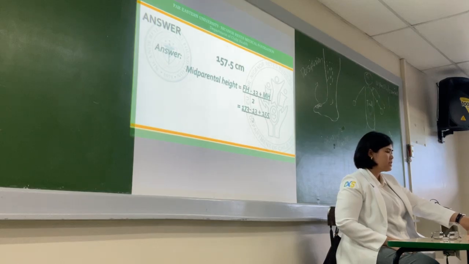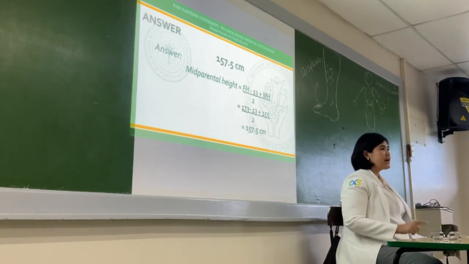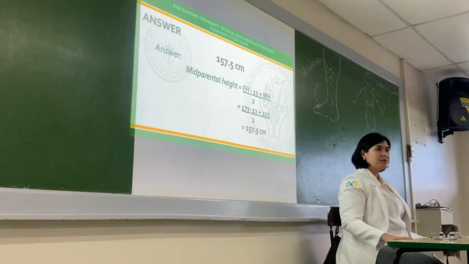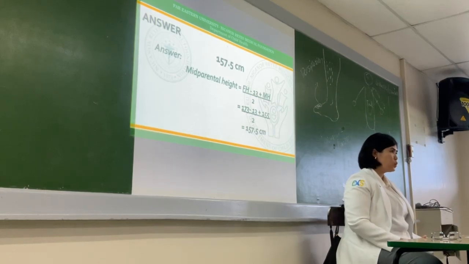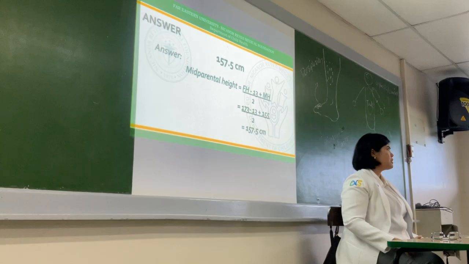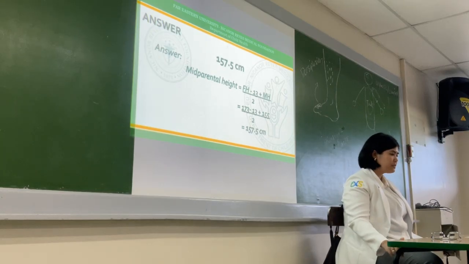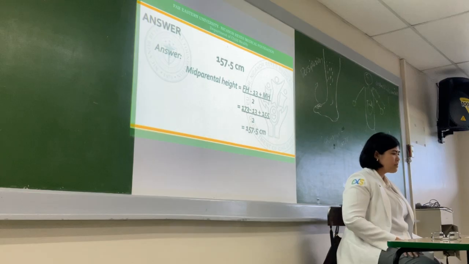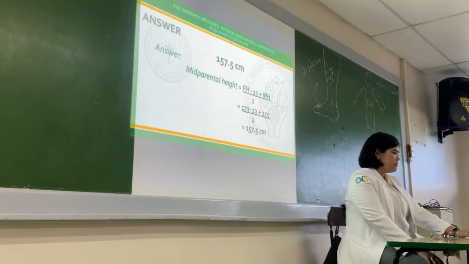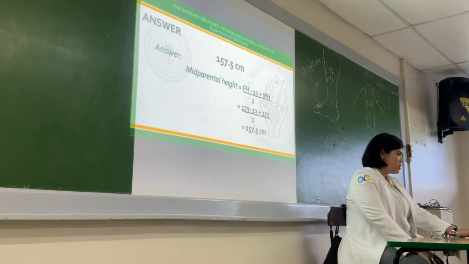Okay, so the answer is 157.5 centimeters. Again, with parental height: father's height minus 13 centimeters plus maternal height, divided by 2. Always take note it's in centimeters, because if you're given values that are not in centimeters, you have to convert. Then you add plus or minus 10 to determine the genetic target height range.